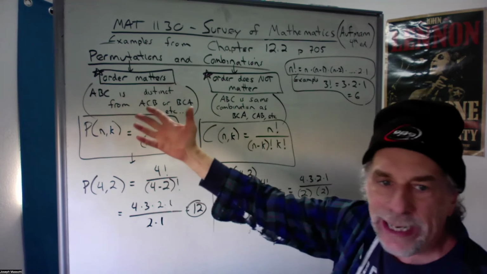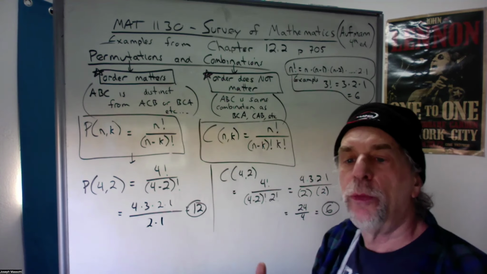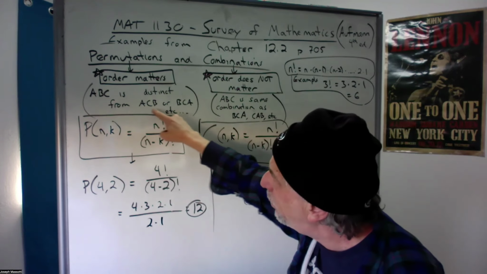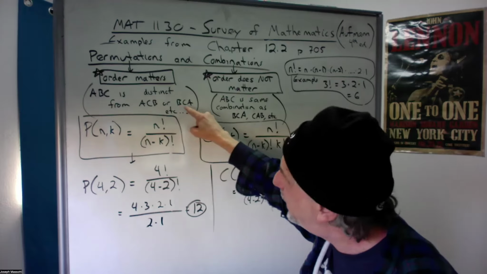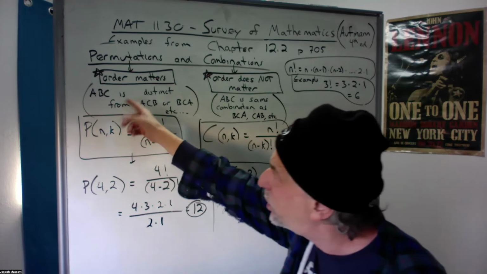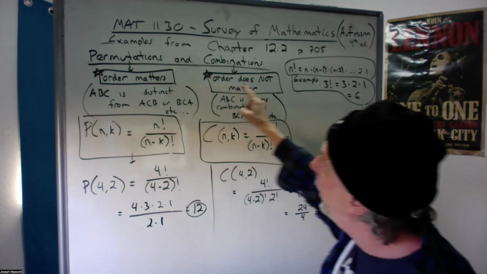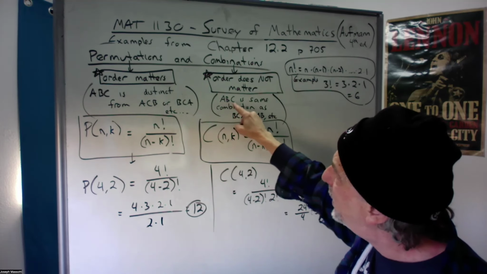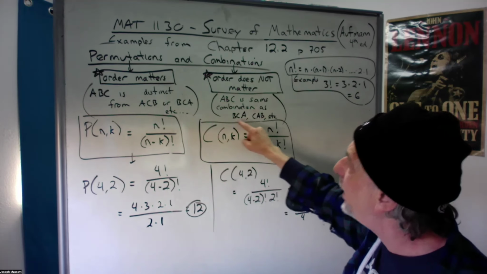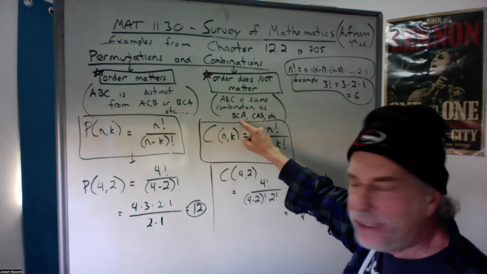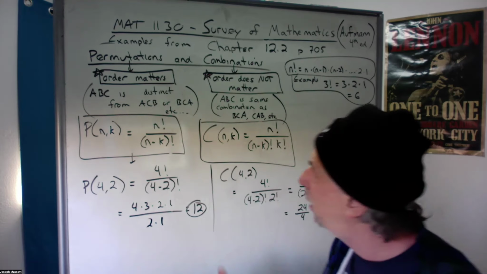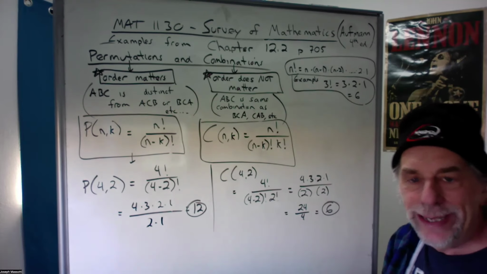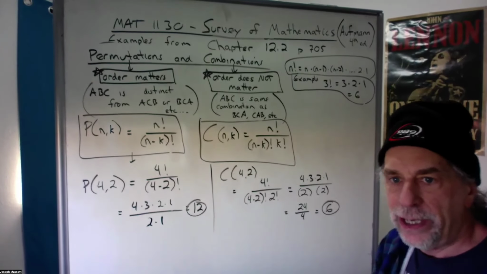So if we had three letters, A, B, C, and we wanted to look at permutations of those three letters, ABC is going to be a distinct permutation from ACB or BCA or any other order of those three letters, right? Order matters. Whereas in combinations, the order does not matter. So the three letters ABC would be considered the same combination as any other order of those three letters, BCA, CAB, etc. Right? So permutations, order matters. Combinations, order does not matter. That is a big deal when we're talking about these combinations and permutations.